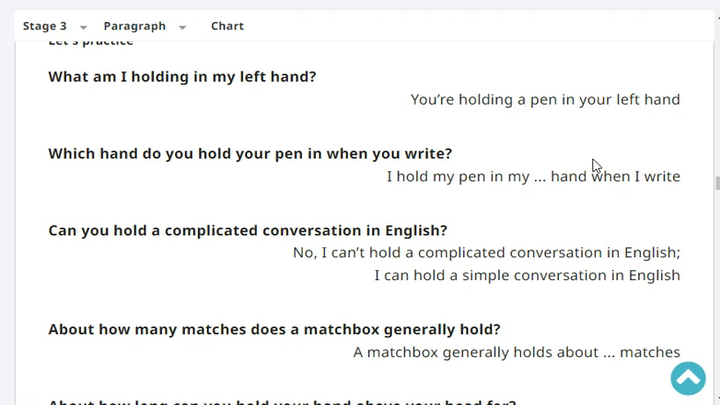Could you hold a... Okay, not could, can. Can you hold...? No, I can't hold. Okay, read. Can you hold a complicated conversation in English? No, I can't hold a complicated conversation in English. I can hold a simple conversation in English.